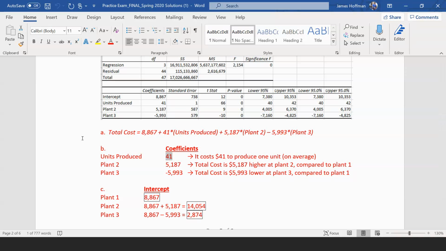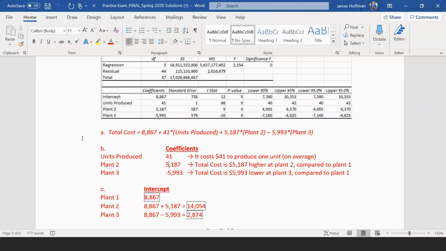All right, so for units produced, that's just how much it costs on average to produce a unit, right? If total cost goes up by 41, then we can expect it to cost us $41 to produce one unit. So it costs $41 to produce one unit on average, but the plants, these are binary, so this is the case when we're only producing at plant 2.